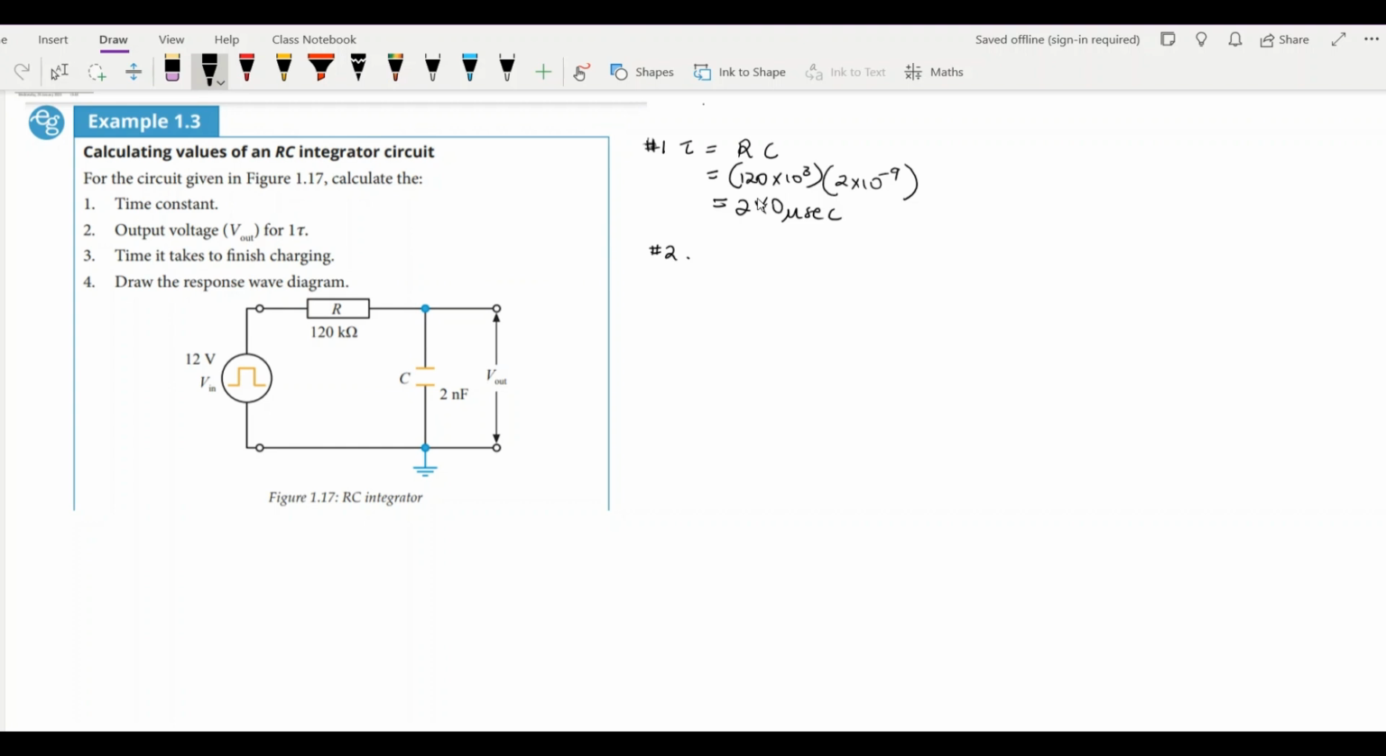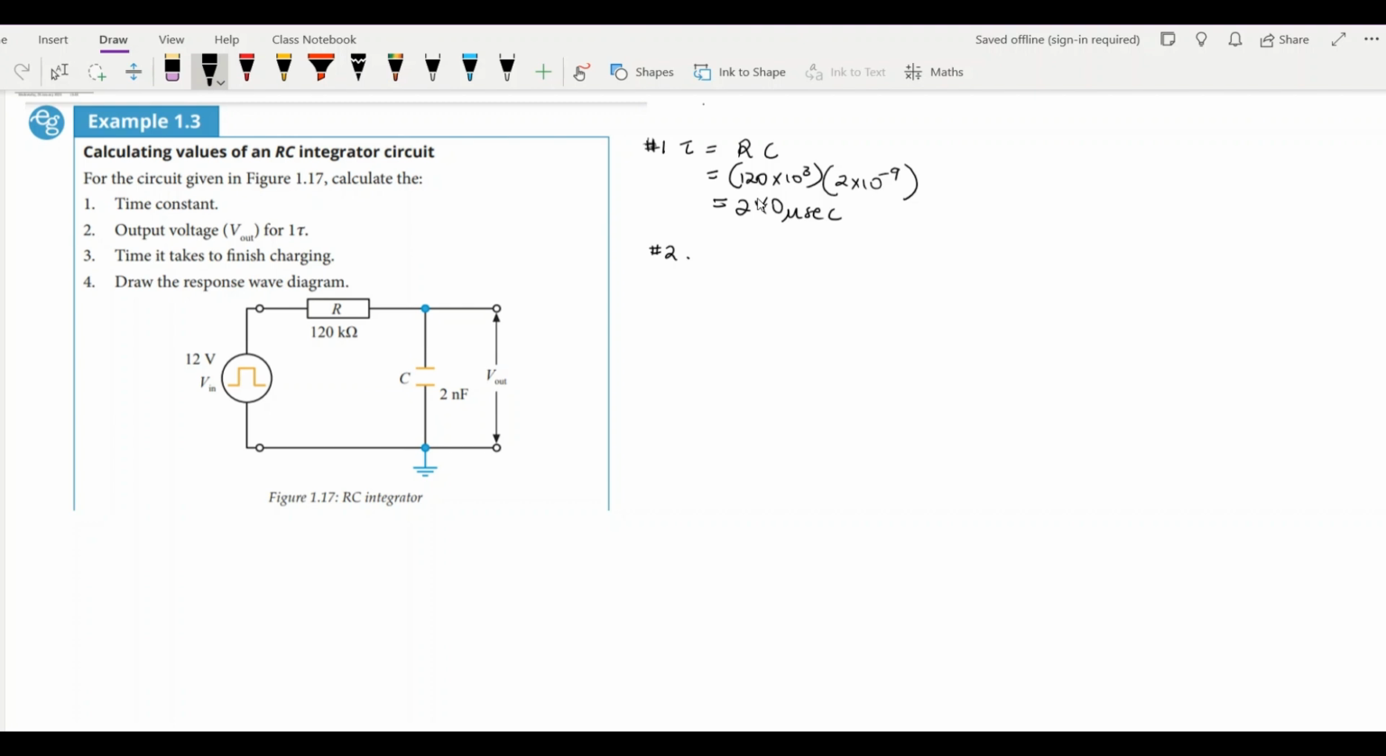Number two, we need to calculate the output voltage at one time constant. What does this mean? If you look at the charging time of a capacitor, it is learned that the capacitor will reach 63.2% of its final steady value at one time constant, but it will reach 99% of its final steady value at five time constants.